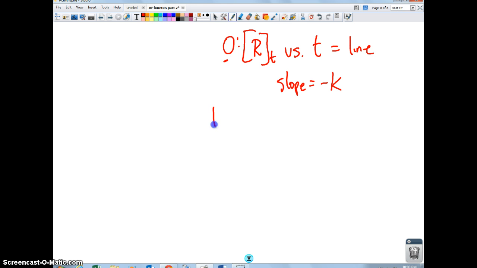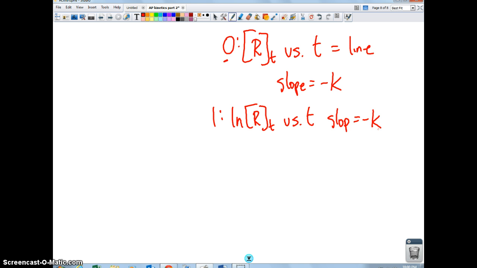For a first order reaction, I'm going to plot the natural log of R at time t versus time, and if we get a straight line, it'll be first order, and the slope will again be negative k.